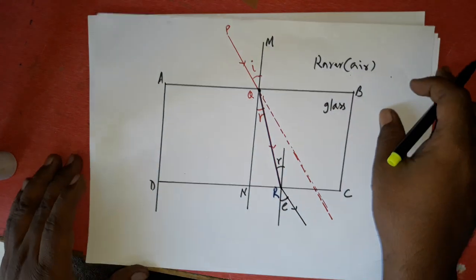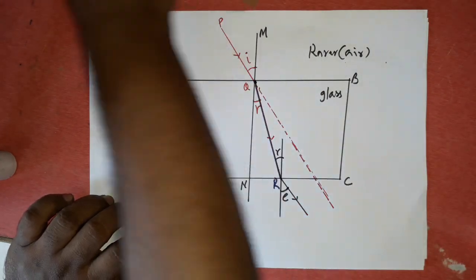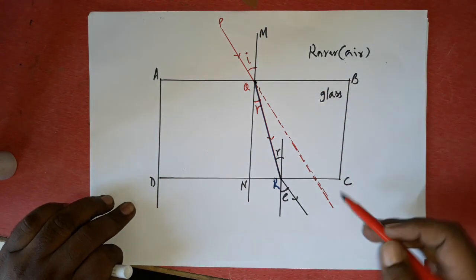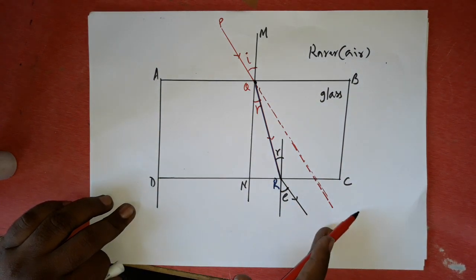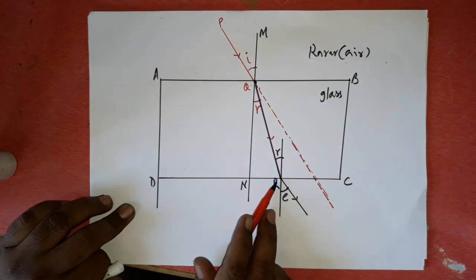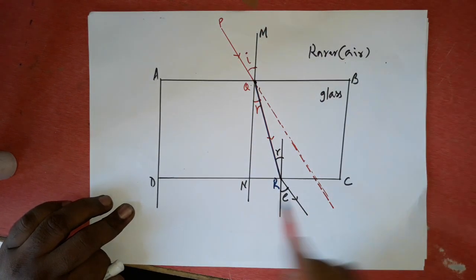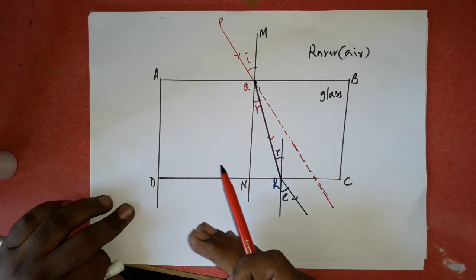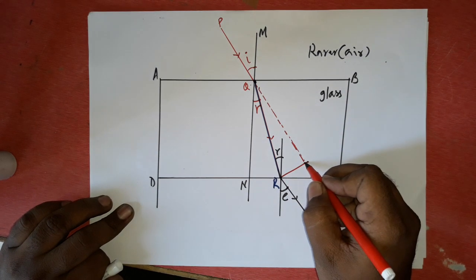Now what we observe in this figure is, before passing through this glass slab, the direction of the incident ray was like this. In the absence of the glass slab, it would have traveled like this. But because of this glass slab, it undergoes refraction at this point and this point. That means the original direction of the incident ray is shifted in this way. This is the actual distance by which it is shifted.